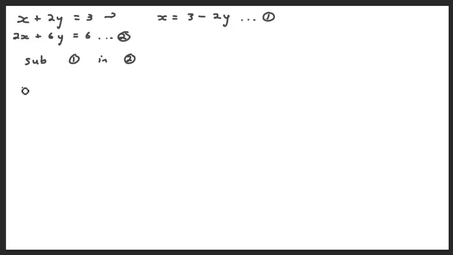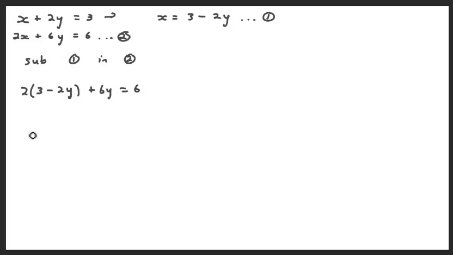So you're going to say that 2 open bracket, because there's an x, I need to substitute everything that is here into this x value over here. So x is equal to 3 minus 2y. So I'm just going to substitute 3 minus 2y right into that. After that, it's just the same plus 6y, and that will be equal to 6.